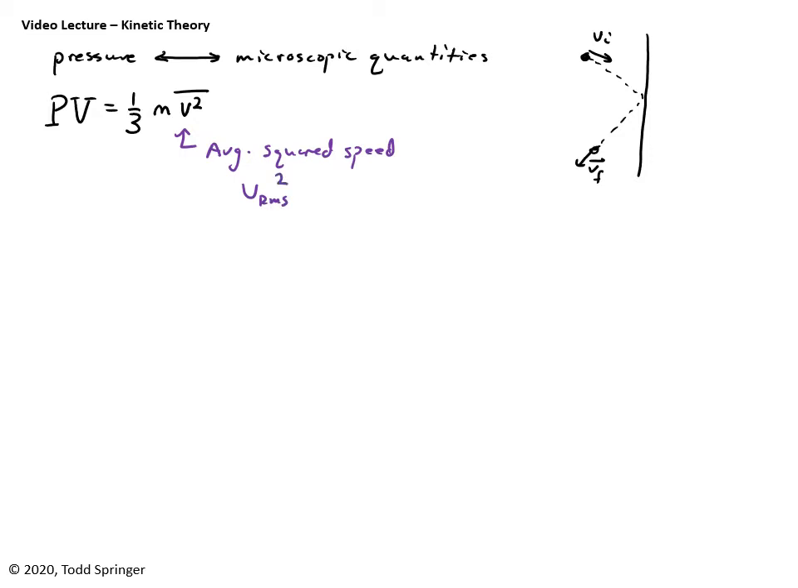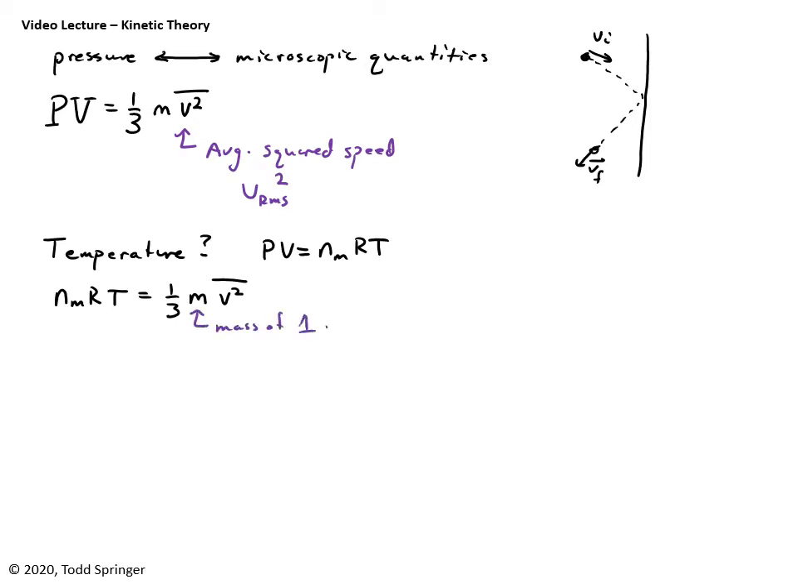Okay. Now, a second thing we want, our goal, was to determine how temperature is related to the microscopic properties. So what does temperature have to do with this? That's pretty straightforward. I can just use the ideal gas law, PV equals nRT, and plug that in. So I get nRT is 1/3 m v squared averaged. Again, this m is the mass of one particle, one molecule or atom.